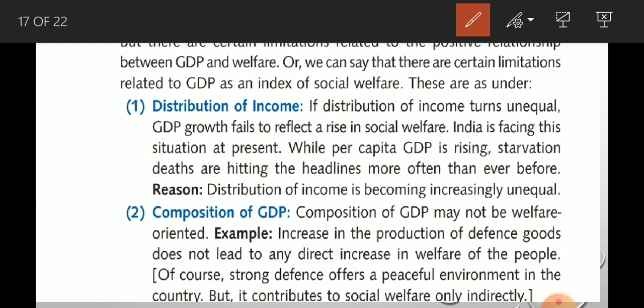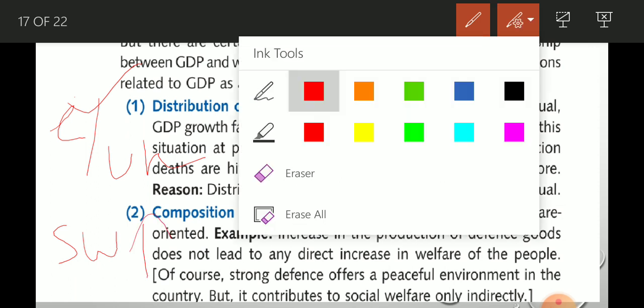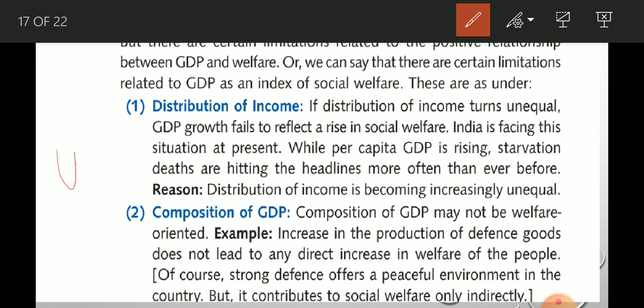Even, otherwise uneven. If there is even distribution of income, then social welfare will increase. But if there is uneven distribution, then social welfare is going to decrease. What we mean by uneven distribution of income is that the richer section is going to be more rich and the poor section is going to be more poor. That condition we find in India.